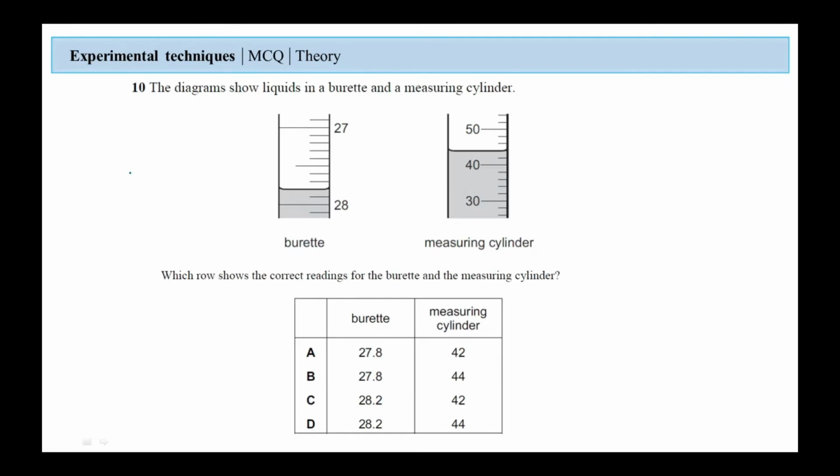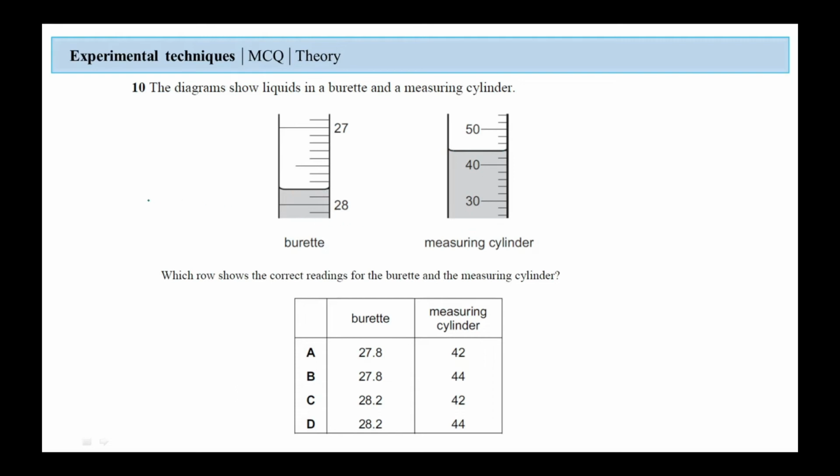On question 10, we have diagrams show liquids in a burette and the measuring cylinder. Which row shows the correct reading for the burette and the measuring cylinder? So here we have a burette and we need to find out the reading here and also to find out what is the reading in a measuring cylinder.